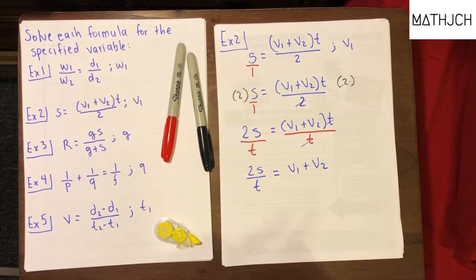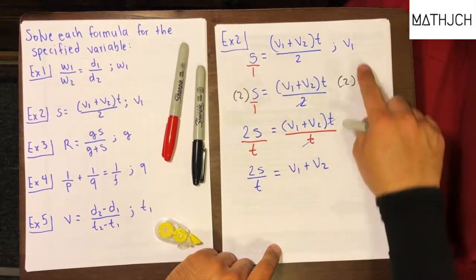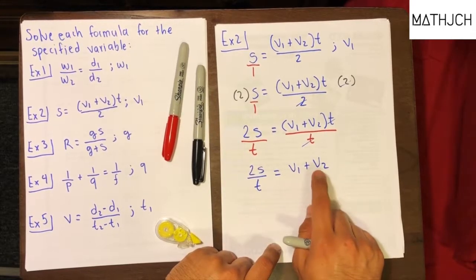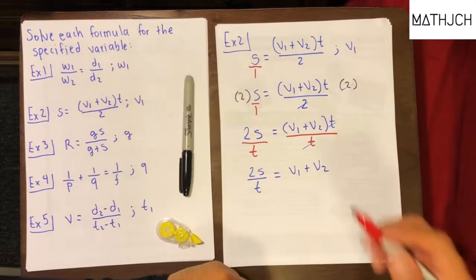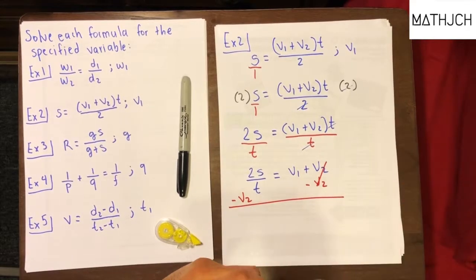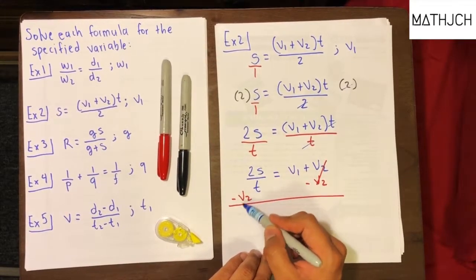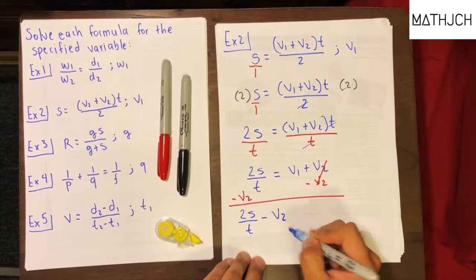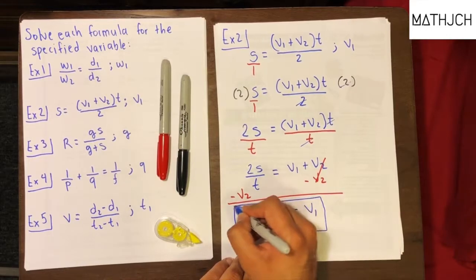Okay? Now, the final step is to leave the V1 by itself because we have to solve for V1. That means that we have to leave it by itself in this side. So we have to move this V2 to the other side. So it's adding, so the opposite is subtracting. So minus V2 here. So this V2 will cancel, and we are left with this term minus V2, okay? So we will have 2S over T minus V2 equals V1. And that's going to be our solution.